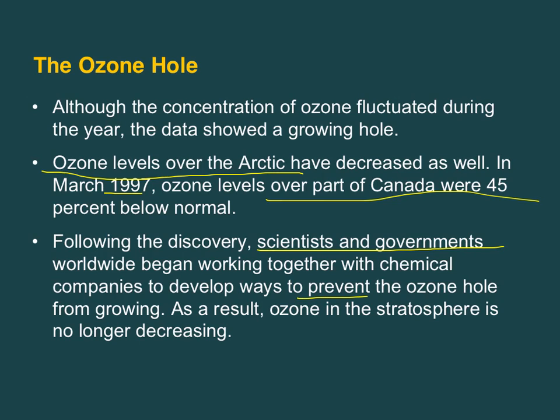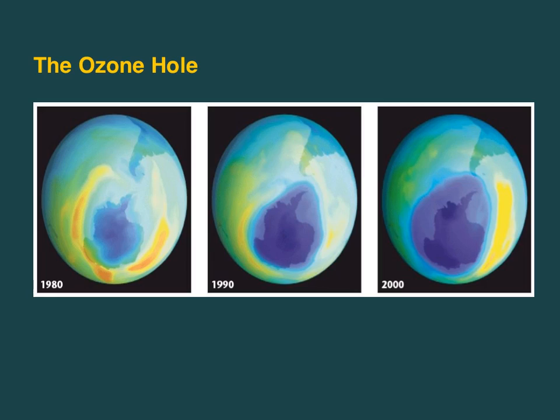And so, as of right now, 16, 17, almost 20 years after the fact, we are seeing the ozone layer at least stay the same size, the ozone hole staying the same size. The amount of ozone is no longer decreasing. So it's kind of a success story. But why did it take so long? That's the big question.